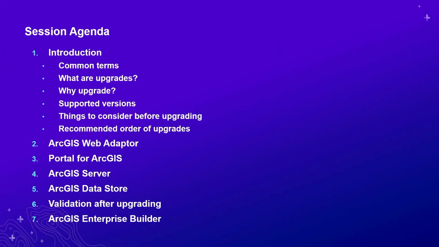On the agenda today, we will start off by talking about some common terms related to upgrades that we'll be using throughout the discussion, as well as what upgrades are, why you should upgrade, the supported versions to upgrade from and to, some things to consider before upgrading, and then the recommended order of the upgrades. And then we'll talk about the upgrade process for each individual component, starting off with the ArcGIS Web Adapter, moving to the Portal for ArcGIS, ArcGIS Server, ArcGIS Datastore.